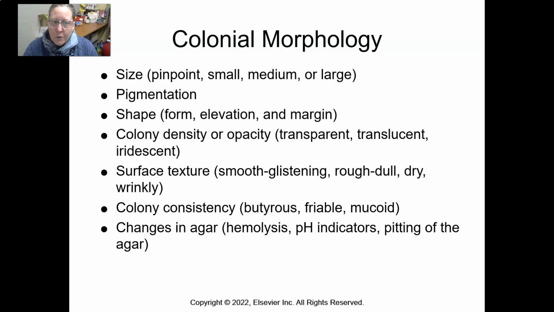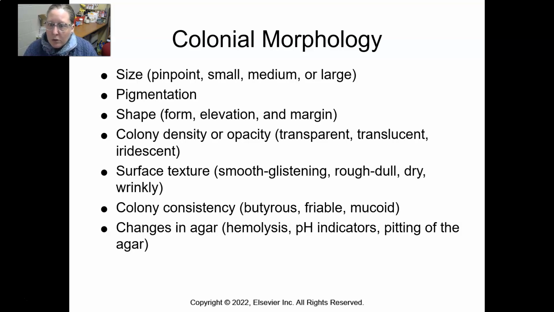So for colonial morphology, some of the things that we look at are the size. Is it pinpoint, which is from 0.5 millimeter to maybe 1 millimeter? If you're not familiar with metric, you probably need to go get familiar with metric and find a visual reference of what that looks like. Small is 1 millimeter up to maybe 5 millimeters. Medium is about 5, and then large is 5 and up.